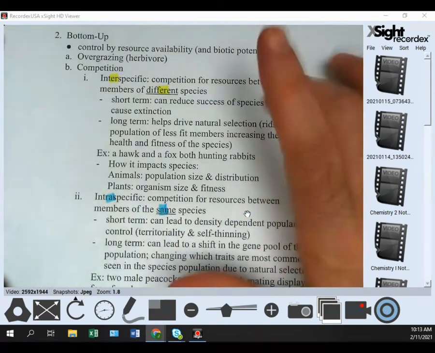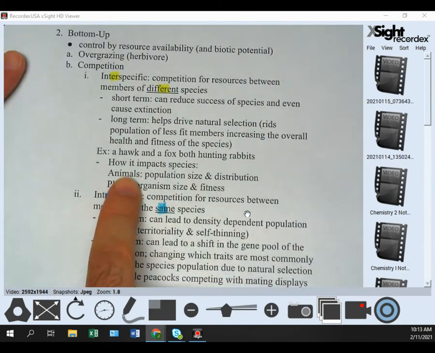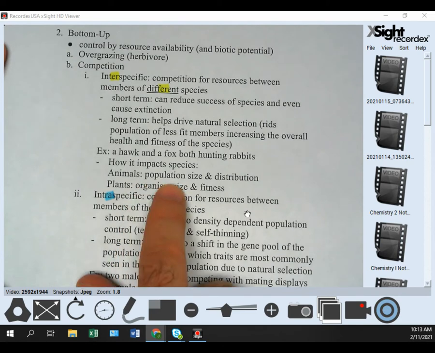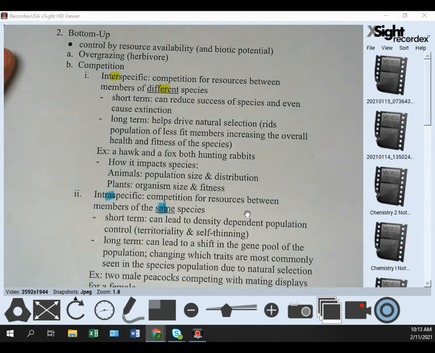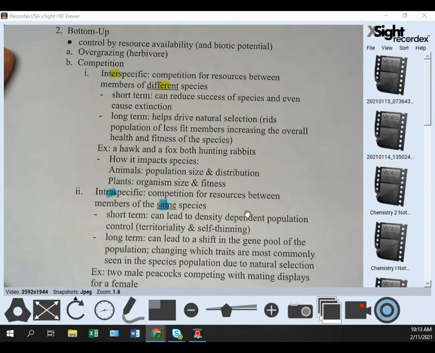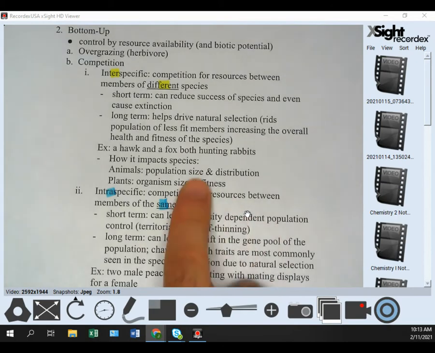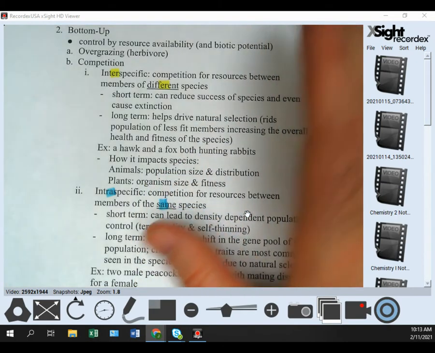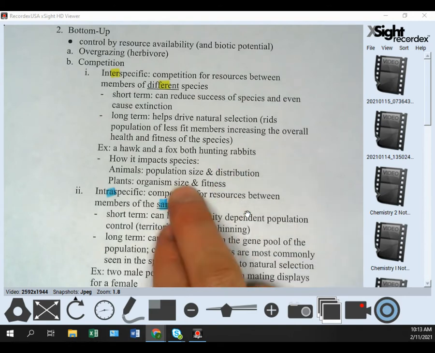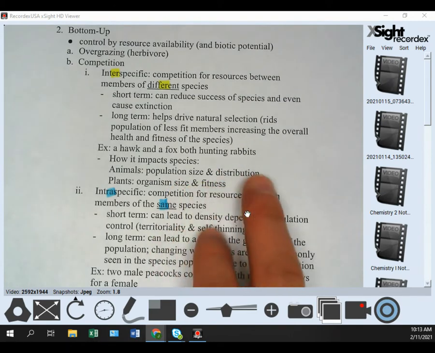Well, interspecific, okay, animals, it can affect the population size and distribution. Anybody know what distribution means? Yeah. Sort of like spread. Yeah, good. So like how spread out, or over what area, in terms of population we're talking about, over what area they exist or live, right? So like how they're spread out. So in animals, interspecific competition between different species can affect the population size of the population overall and the distribution.